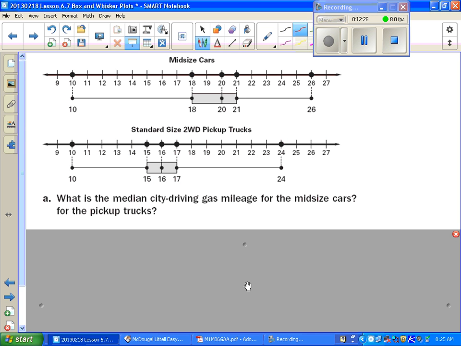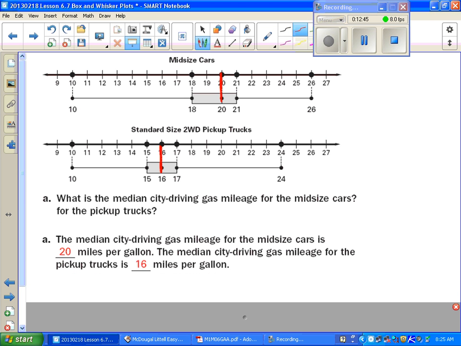Then it's talking about mid-size cars versus pickup trucks. It says, what's the median city driving gas mileage of mid-size cars and then pickup trucks? It's really easy. Remember, it's your Q2 value, and box and whisker plots make it easy for you to see. So for mid-size cars, it's 20, and for pickup trucks, it's 16 miles per gallon.